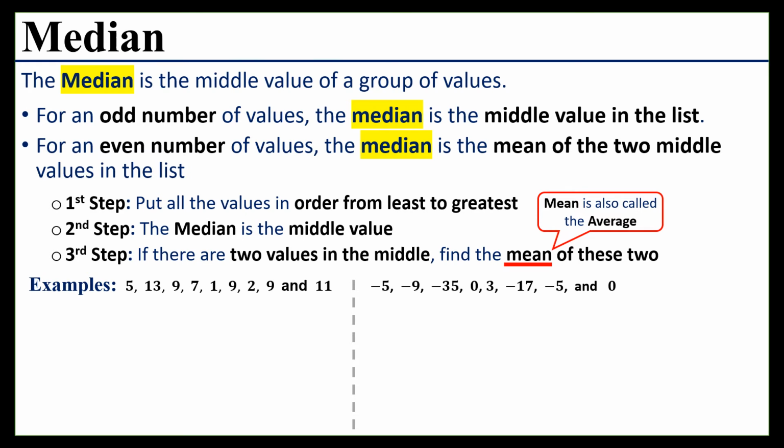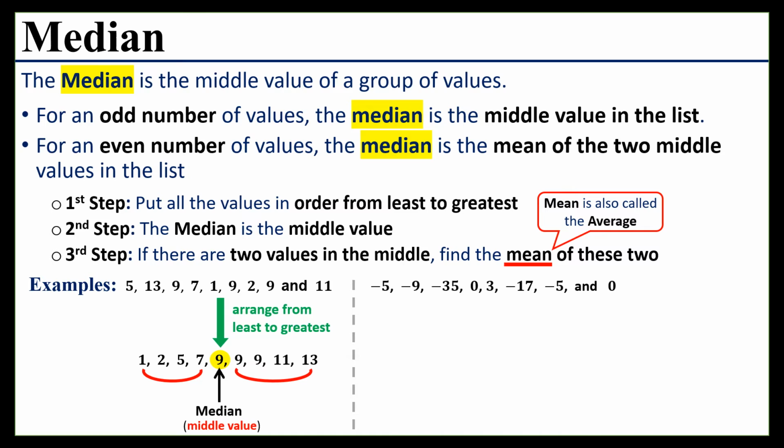For the first example that we're going to explain, the left example, you must first arrange these values from least to greatest. Once you do that, you need to identify the median. The median here would be 9, since the median again is the middle value.